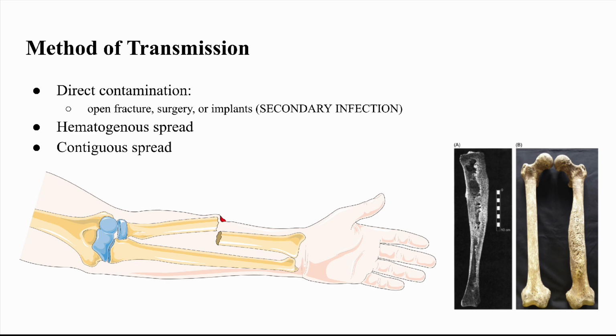The method of transmission is often through direct contamination through open fractures, surgery, or implants, so it's a secondary infection, or hematogenous spread through blood, and contiguous spread, where the infection spreads from nearby tissues, for example, in a diabetic foot infection.